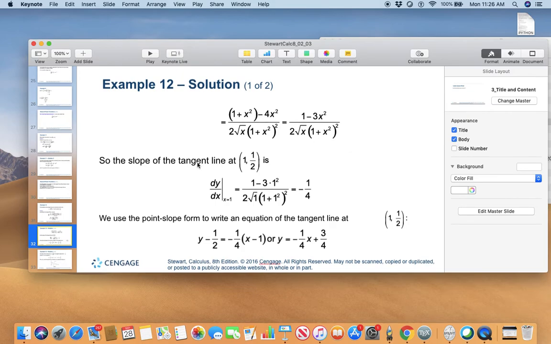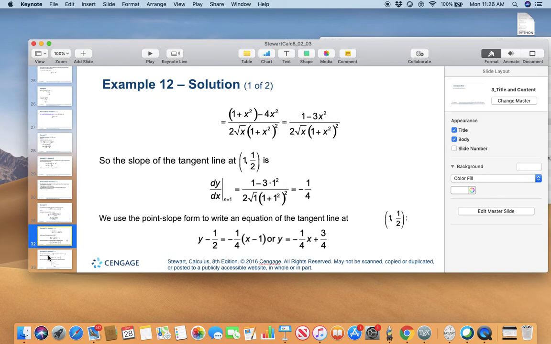So the point is the slope. I have to plug in x equals 1 in my derivative formula. When you plug it all in, you get the slope to be negative 1/4. This is for the tangent. So the derivative gives you the slope of the tangent. Now I use this slope and this point to find the equation of the tangent line. y minus the y coordinate equals slope times x minus the x coordinate. Simplify this, you get this.